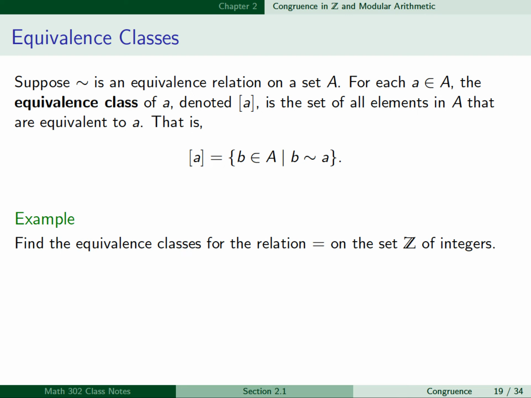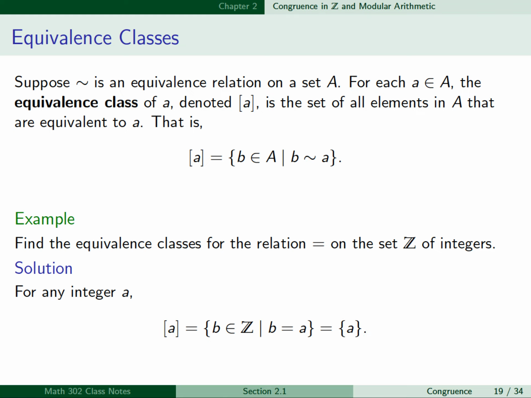For example, we can find the equivalence classes for the equality relation on the set Z of integers. So, according to the definition, for any integer a, the class of a will be the set of b in Z such that b is related to a, which in this case means b is equal to a. And so this will just be the set containing a itself. So each equivalence class consists of a single element, or a set containing a single element.